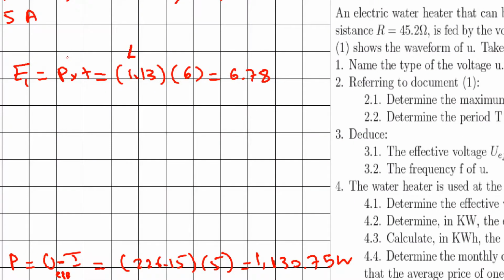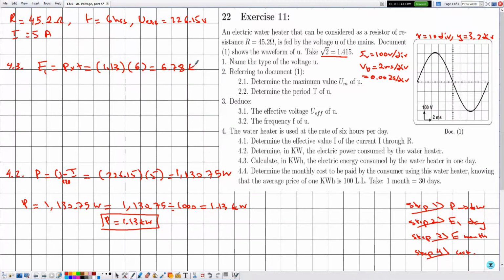Since this is expressed in kilowatts and this is an hour, the value of E1 will be kilowatt hours. So E1 is equal to 6.78 kilowatt hours. So what does this energy represent? This is the energy E1 consumed by this water heater functioning 6 hours per day under an effective voltage of 220. Now in 4.4, we are done with step number 1 and step number 2.